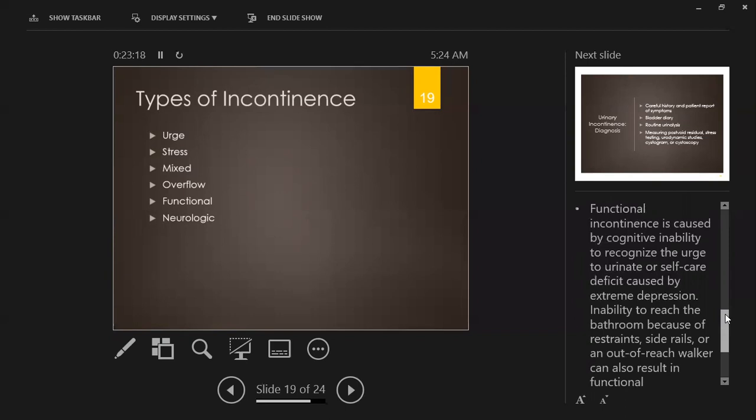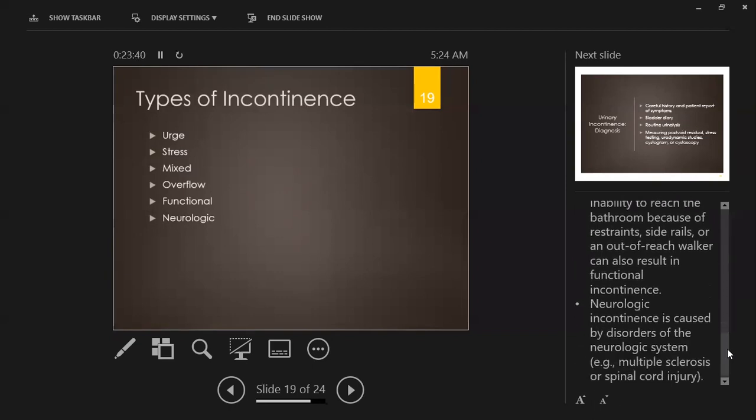Functional incontinence will be caused by cognitive inabilities to recognize I need to use the restroom, right? That urge to urinate is not picked up. There also may be a self care deficit, either caused by physical inability or maybe psychological depression. Inability to reach the bathroom because of restraints, side rails, or an out of reach walker can also result in that functional incontinence. And the last type of incontinence is neurologic incontinence, and this is caused by disorders of the nervous system, things like multiple sclerosis or spinal cord injury.